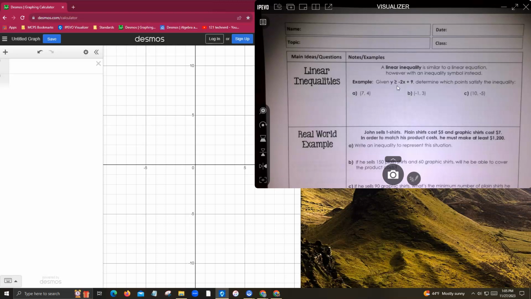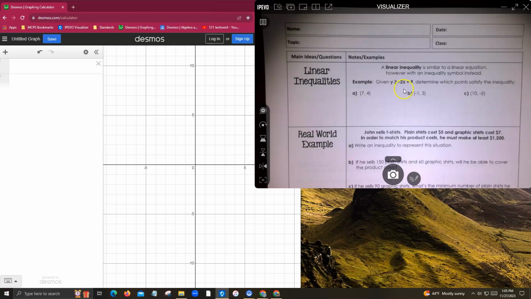So the first thing says, given that y is greater than or equal to negative 2x plus 9, do these points satisfy this inequality? Now, in order for a point like 7, 4 or negative 1, 3 and so on to satisfy the inequality, that means if I were to plug this into this inequality, I get a true statement. Well, I don't want to do all that work this time. Again, because of the amount of time we have, we just want to know that if I graph this line, and we'll show you what this looks like, will it fall into the region or not? Will it fall into the shaded area or not? That's all we need to know.